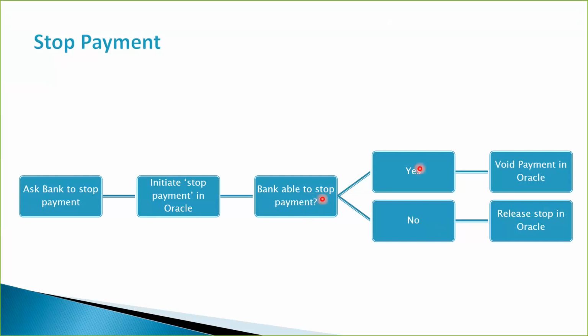If the bank was able to stop the payment, then what you can do is you go ahead and void that payment, right? So when you void that payment, the payment is not going to go through, and the invoices are released, and they can be picked up by any other payment run if you're going to do one on those invoices. Otherwise, you can also go ahead and cancel the invoices. So that's basically the process of stopping payment.